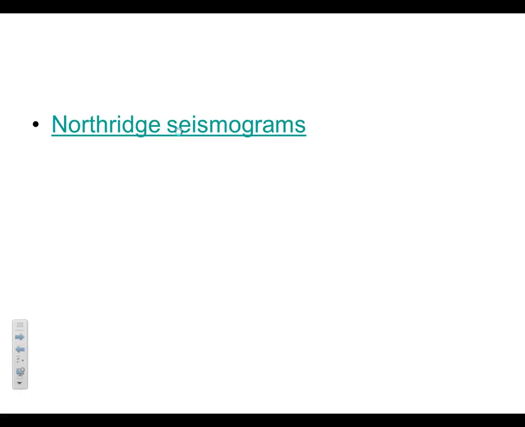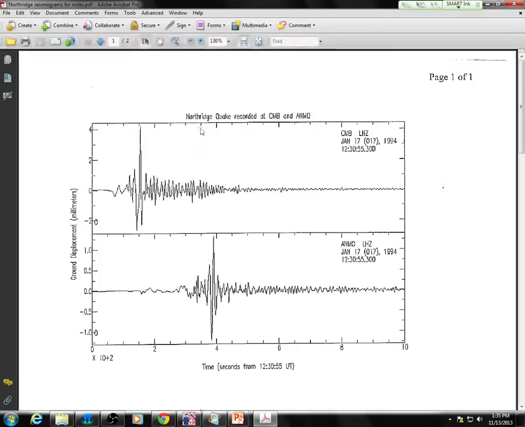These are from the Northridge earthquake. That was the last major earthquake in Los Angeles, 1994. Hopefully it's going to open here. So again, these are recordings from the earthquake that happened in Los Angeles, but it's going to be recorded in lots of different cities. There we go, finally. So this one, Northridge earthquake, recorded at CMB and ANMO. I don't know what that is.